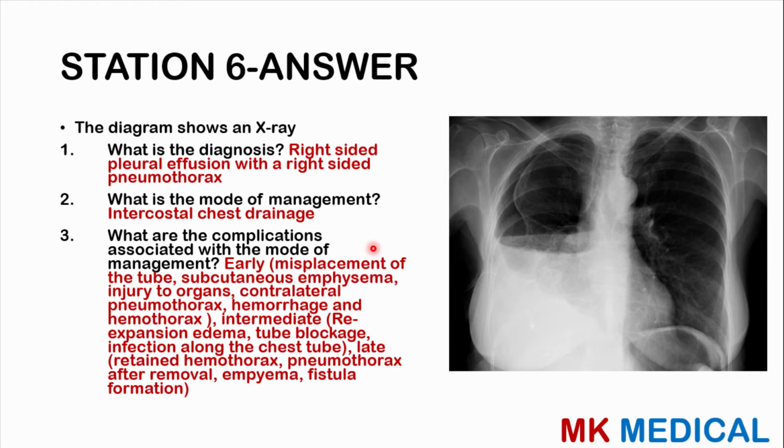Then what is the mode of management? Of course, an intercostal chest drainage or intercostal chest tube. Then the complications may either be early, intermediate, or late. Early complications include misplacement of the tube, subcutaneous emphysema, injury to certain organs such as the lungs, the heart, the liver. Virtually almost all the organs in the thoracic cavity aren't safe from an ICD insertion. You could also have contralateral pneumothorax, hemorrhage, and a hemothorax that you may cause.